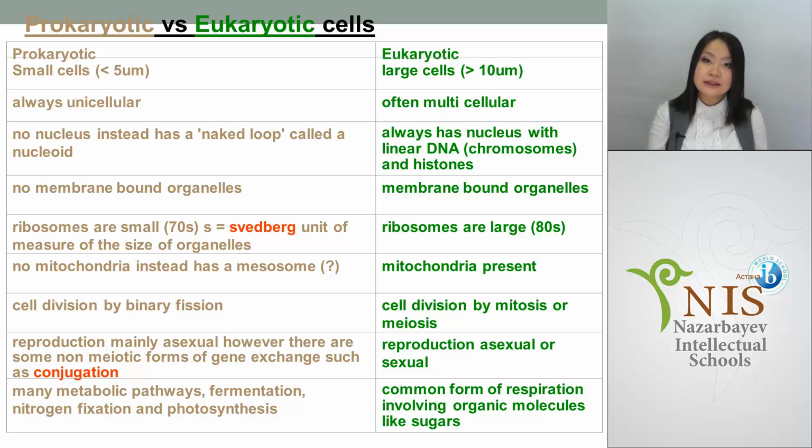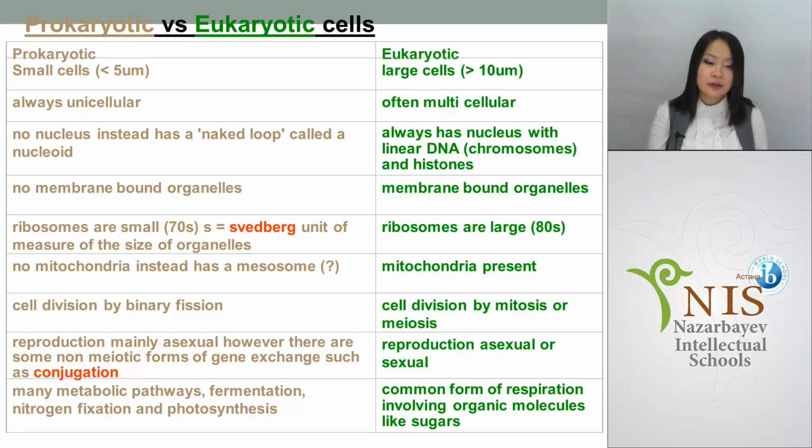In prokaryotic cells, ribosomes are 70S, and in eukaryotic cells they are 80S. Prokaryotic cells don't have mitochondria, instead they have a mesosome. But in eukaryotic cells we could find mitochondria. Prokaryotic cells divide by binary fission. Eukaryotic cells divide by mitosis or meiosis.